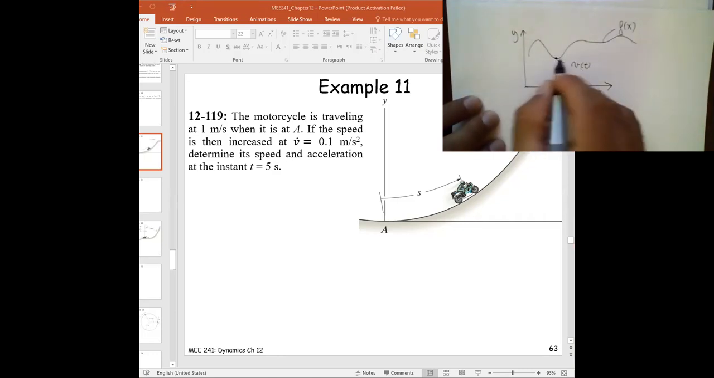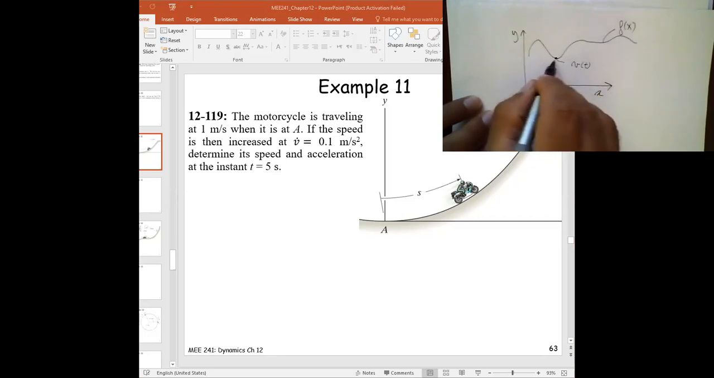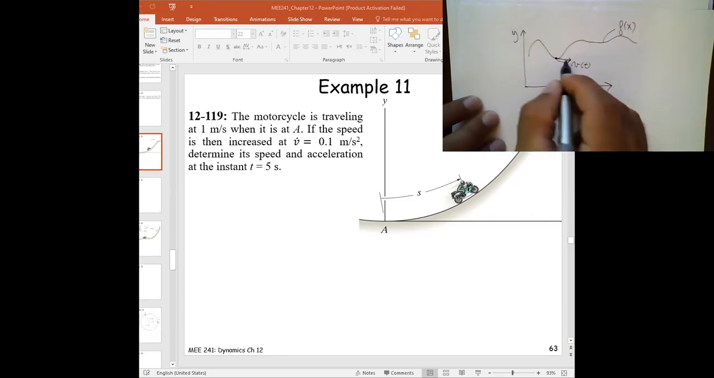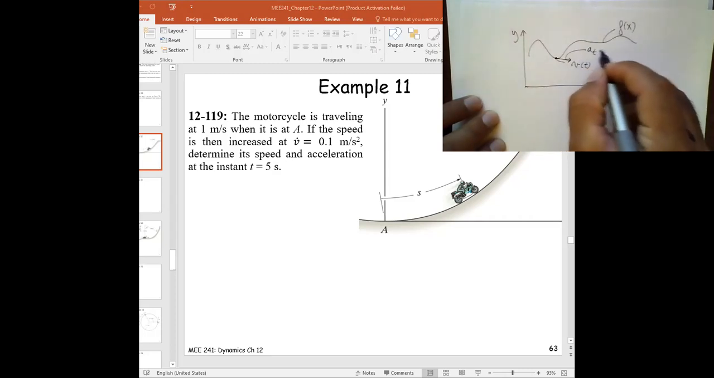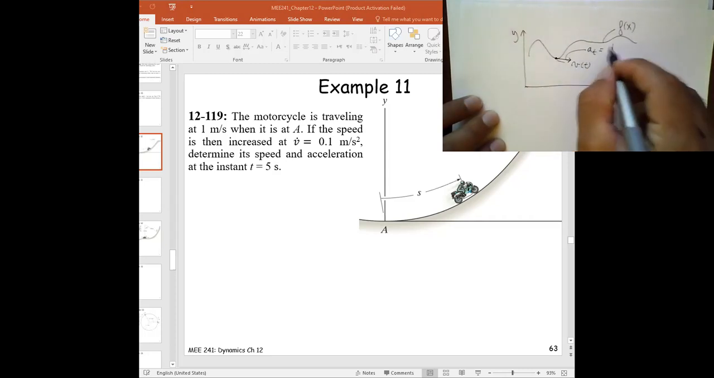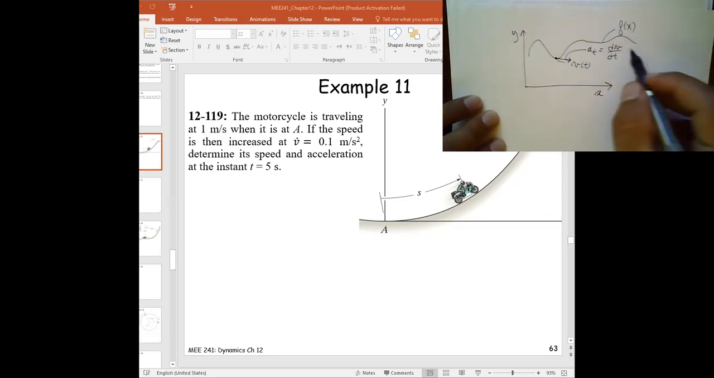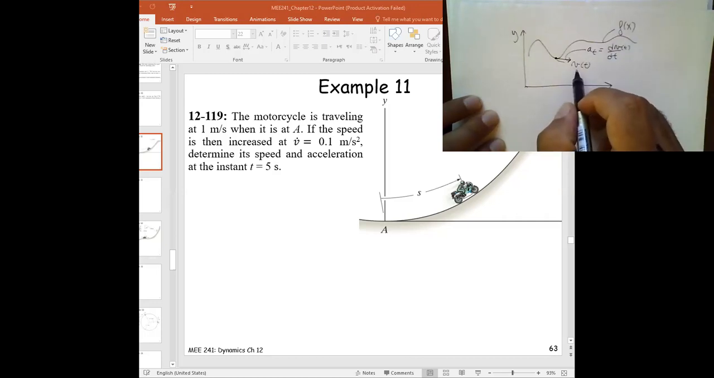Okay, so let's do it step by step. First of all, we're going to have a tangential component, which is going to be tangent to the curve. So we're going to have this guy as my AT, and my AT is simply dv dt, the scalar v here. I'm simply differentiating that velocity as a function of time.